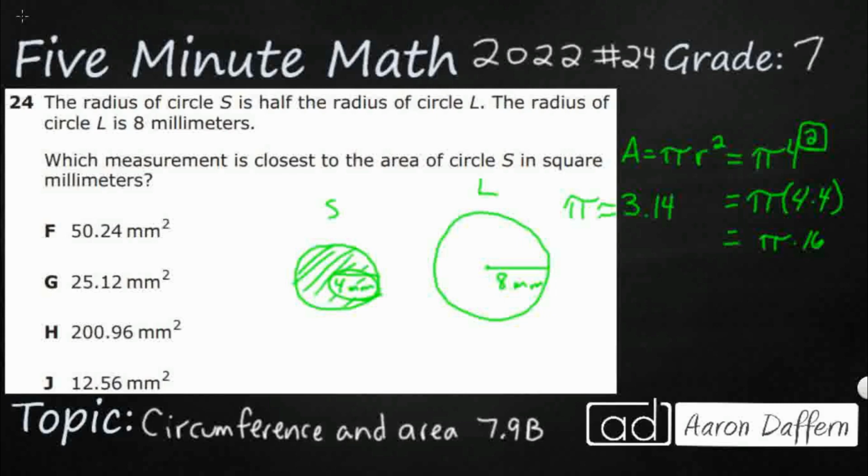So we need to multiply this 3.14 by 16. Since it's closest, we're just going to estimate. Let's multiply 3.14 by the 16, because that's really what this means. 3.14 times 16. So 6 times 4 is 24. 6 times 1 is 6. Add that 2, is 8.